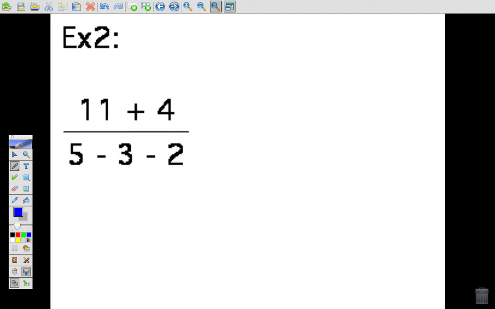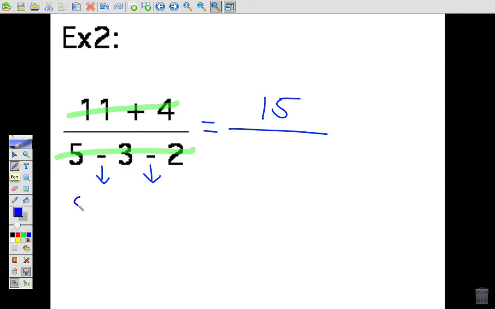Now let's take a look at example 2. Again, to simplify this, we're going to simplify the top, and we're going to simplify the bottom and see what we get. Now on the top, 11 plus 4 is 15. In the bottom, now remember, some of you change your subtraction symbols to addition and then take the opposite. So I'm just going to review that, I'm going to write it like this. So either way, you're going to get the same answer.